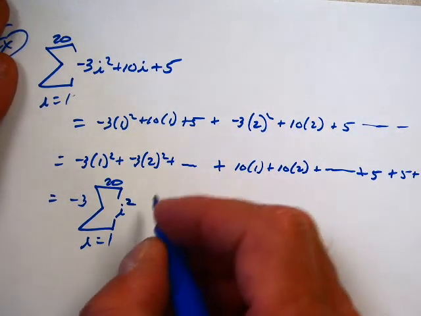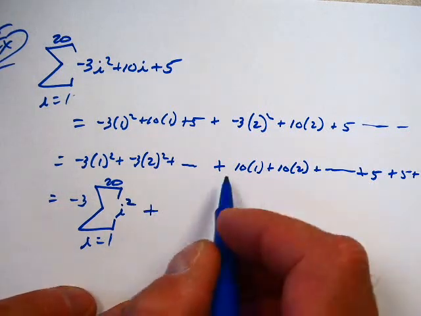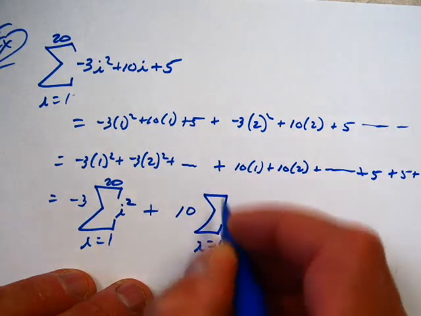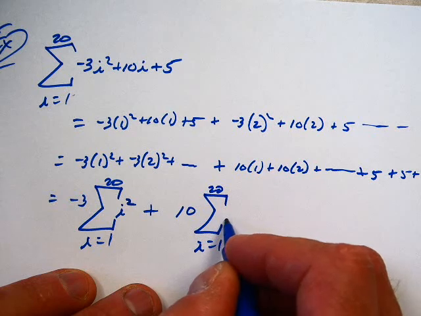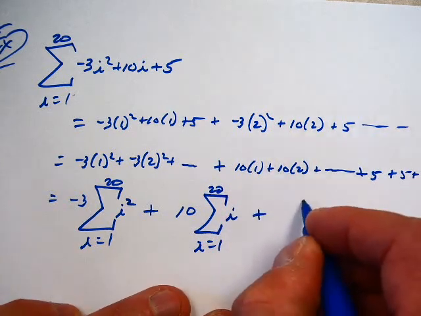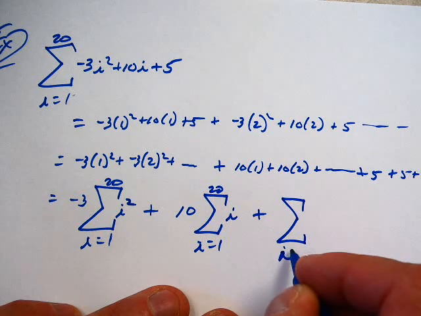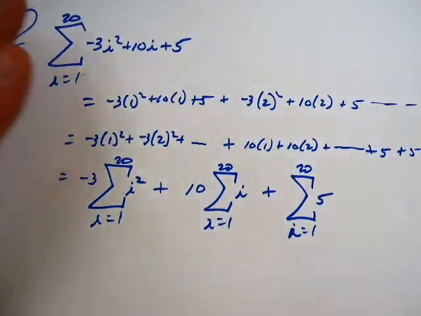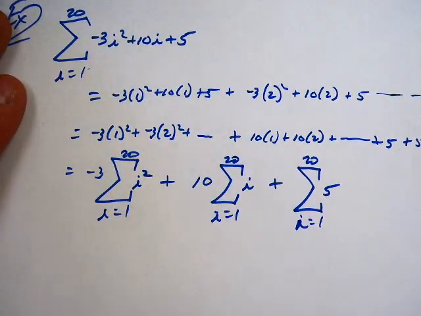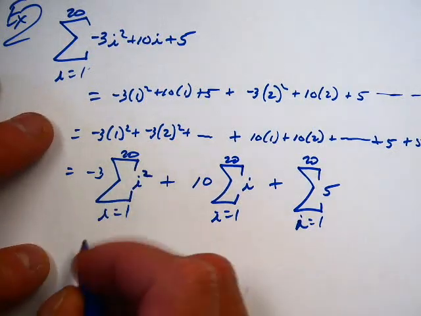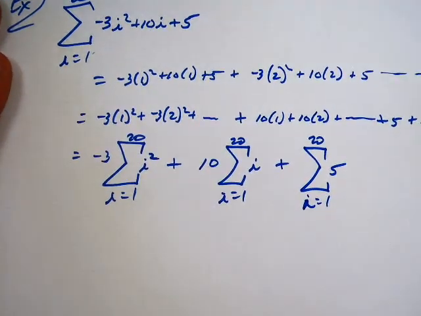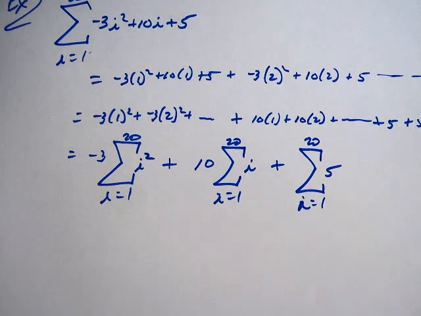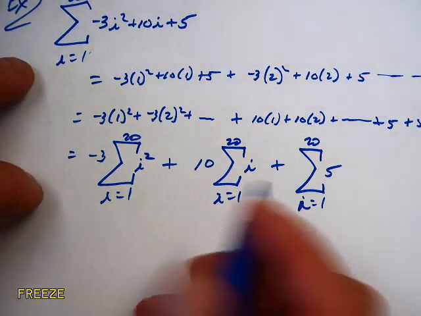And then plus, how could I write this? 10 times the summation i equals 1 to 20 of i, plus the summation i equals 1 to 20 of 5. So now we're just going to use our formulas. I've got negative 3 of these. So you know what? Go. You guys are smart enough. You don't need your hand held through this next example. Use the formulas that we've given you.